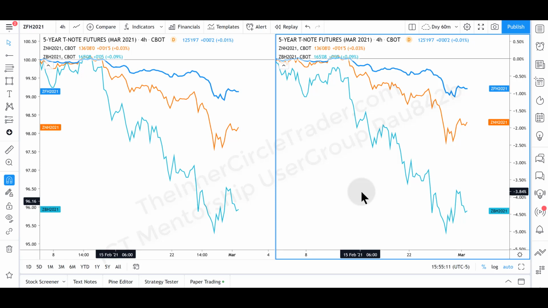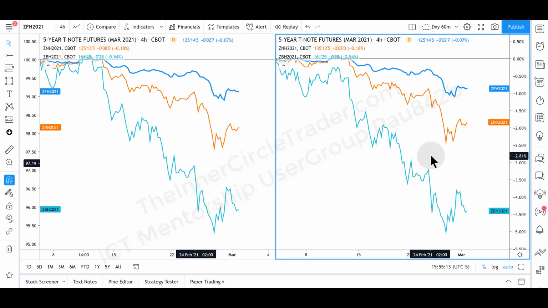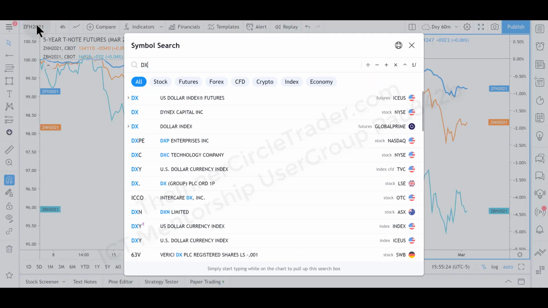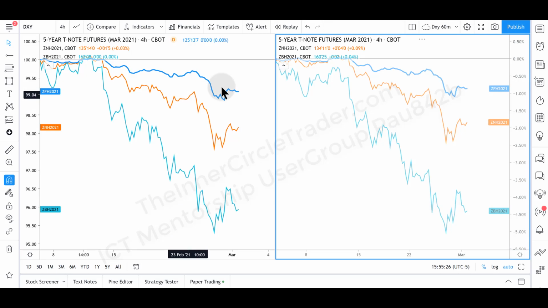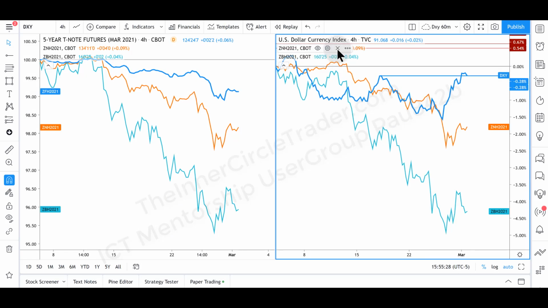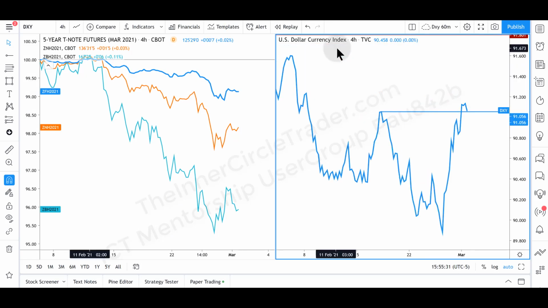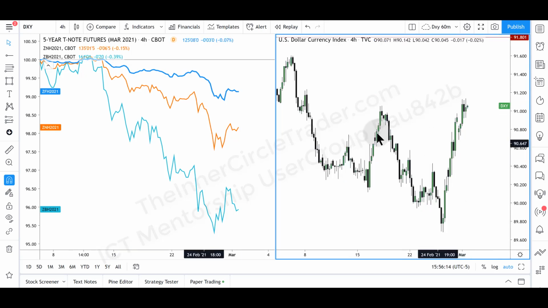All right, so you've learned how to do the overlays. Now you can do this also if you want to do SMT divergence for the dollar index. You can go to dollar index, and you've got to take these things off here because they're no longer useful for this. Okay, so here's the dollar index.